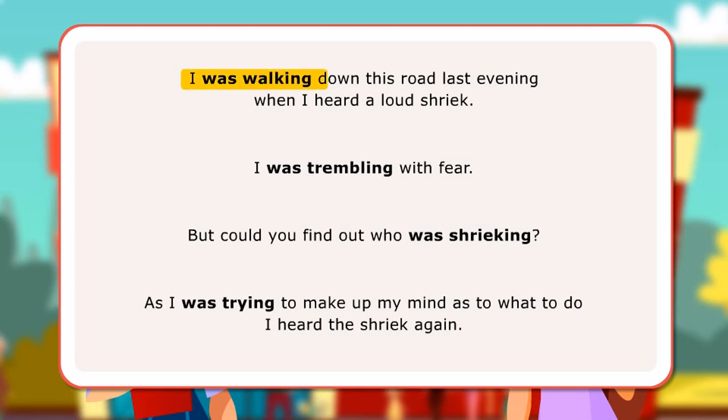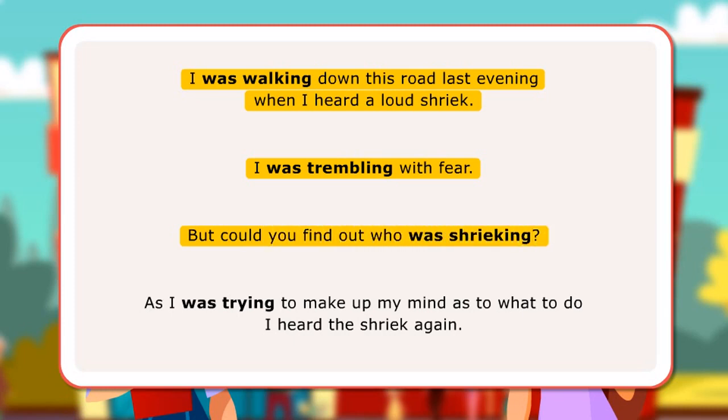I was walking down this road last evening when I heard a loud shriek. I was trembling with fear. But could you find out who was shrieking? As I was trying to make up my mind as to what to do, I heard the shriek again.